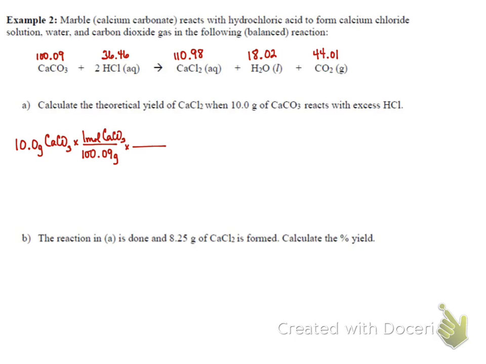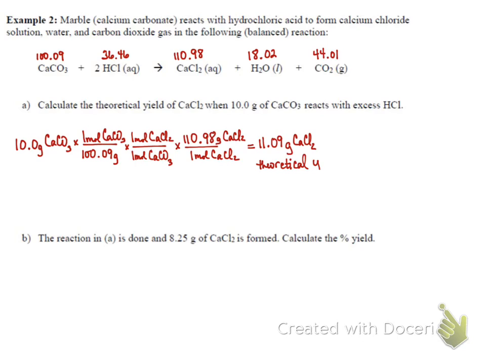So typical stoichiometry problem, convert from grams to moles, followed by the mole ratio. Starting with grams of calcium carbonate, convert to moles. The mole ratio is 1:1, so that's pretty straightforward. And then convert calcium chloride back to grams to get the theoretical yield. So this is the number that's going to go on the bottom of our percent yield calculation.